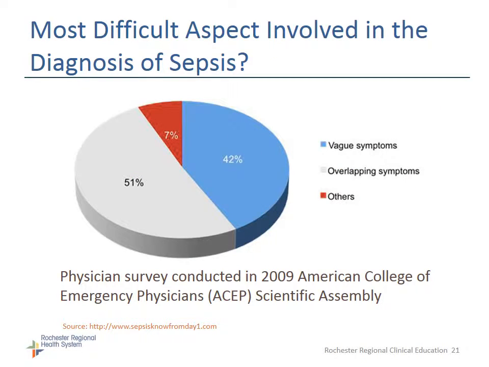A survey of physicians conducted at the American College of Emergency Physicians conference found that 93% of the time, the most difficult aspect in diagnosing sepsis is due to overlapping symptoms and vague symptoms. Sepsis can be difficult to diagnose because early signs can mimic many other conditions. It can quickly progress to severe sepsis and septic shock. Therefore, diagnosis and treatment needs to happen as soon as possible. The new ED nursing sepsis screening protocol is needed to help identify sepsis quickly.